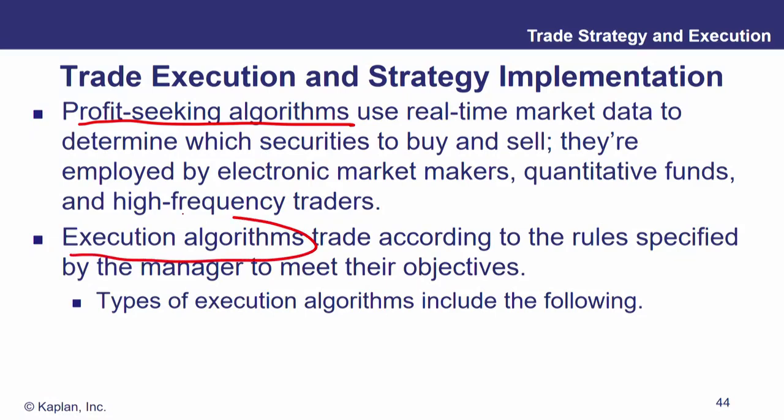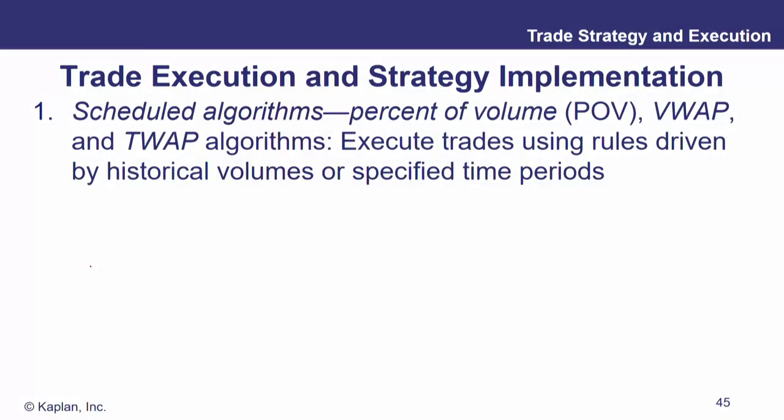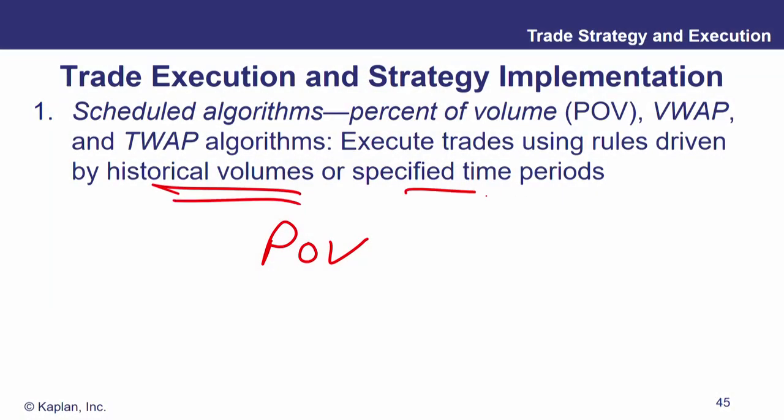Now, execution algorithms, they're actually looking at rules specified to meeting the manager's goals. So they're not looking necessarily for profit, they're looking to execute the trade. So what are some execution algorithms? Well, we have scheduled algorithms. One term that I want you to get familiar with are POVs, or percent of volume. Also, VWAP is back. TWAP, we built those into algorithms. So they're going to execute trades using rules driven by historical volumes. And they're going to break it down to specified time periods.